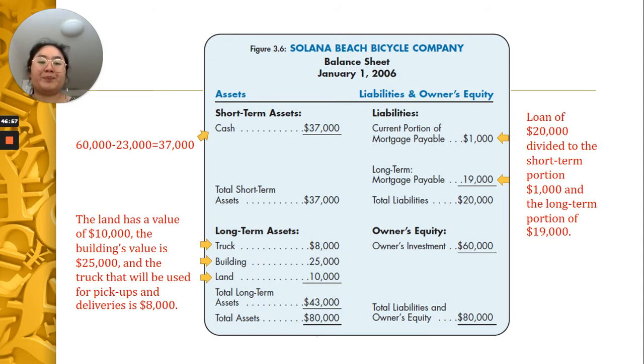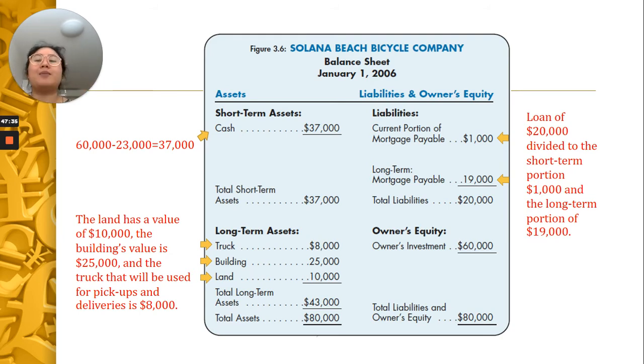But they not only have the cash 60,000, the owner investment 60,000, but they buy the land, the truck, and the building. So you could see the short term will be 37,000. It means from the last figure, Sam invested the cash at 60,000, minus 23,000, you will get 37,000.